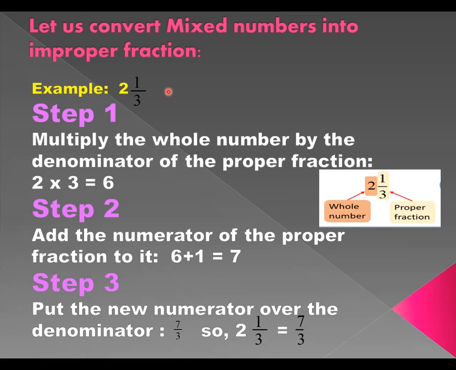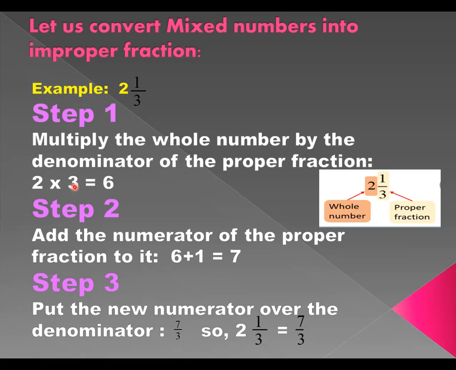Over here, I have taken an example, 2 whole 1 upon 3, and I'm going to convert this 2 whole 1 upon 3 into an improper fraction. By following the steps which I'm going to explain today, you can easily convert a mixed number into an improper fraction and then an improper fraction back to a mixed fraction. So focus: step number 1 is to multiply the whole number by the denominator of the proper fraction. This is my whole number 2, and 3 is the denominator of the proper fraction. So 3 is going to multiply with 2 as I have written it over here.